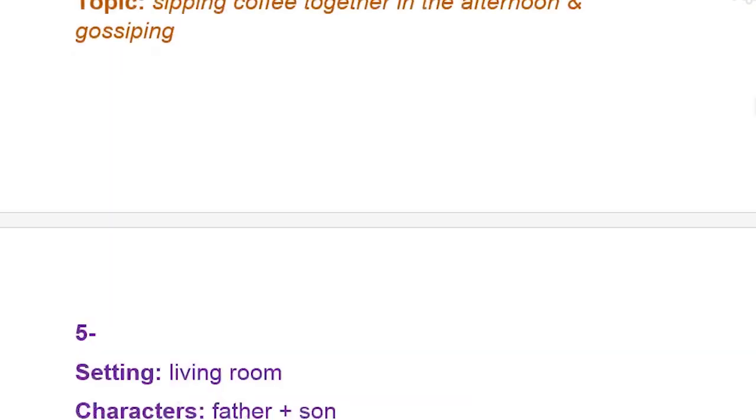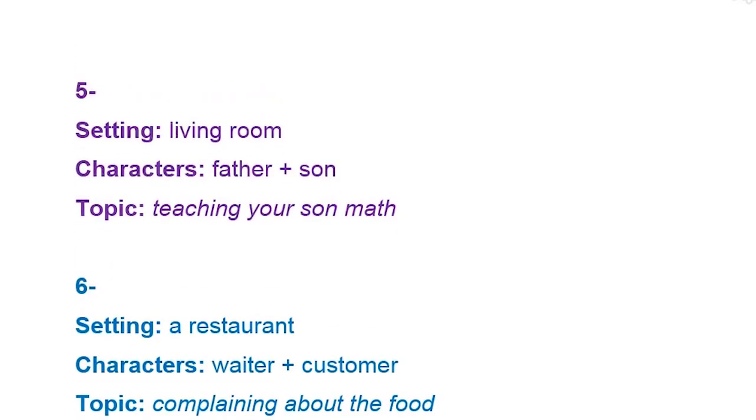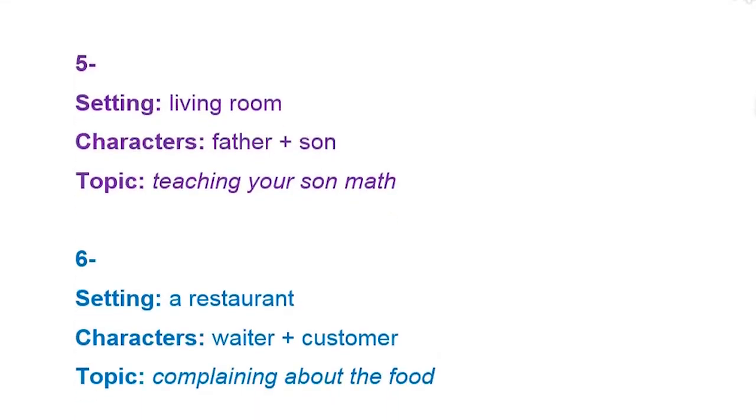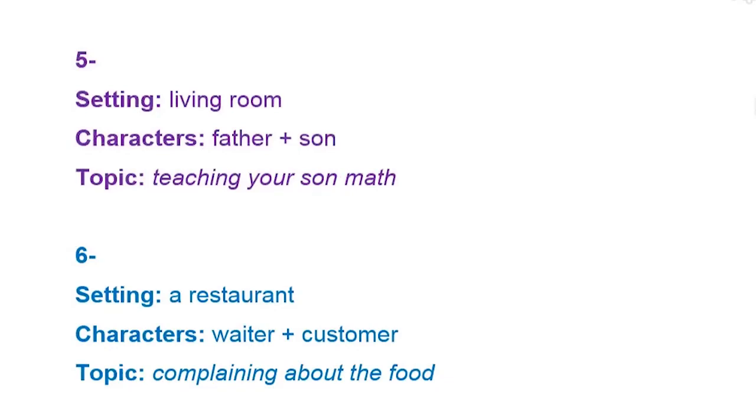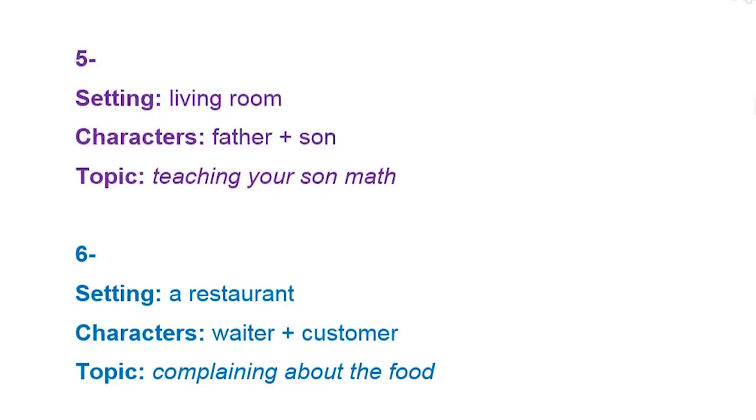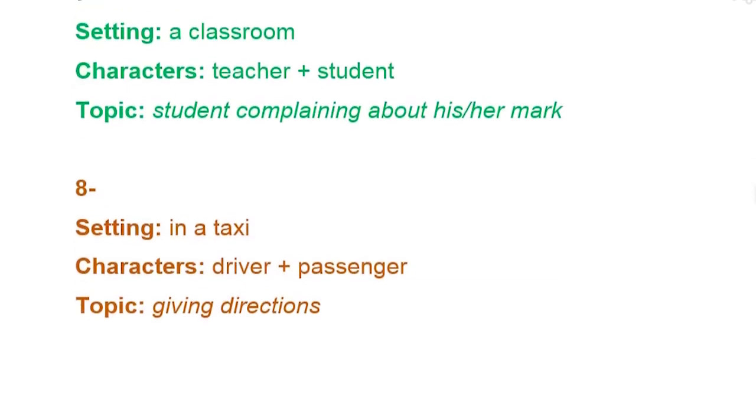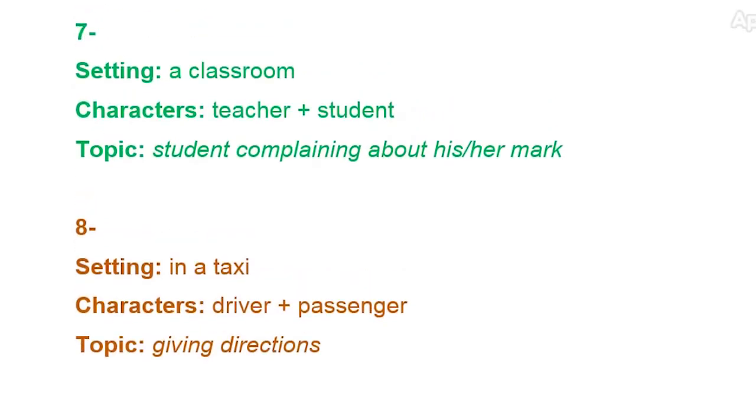The fifth one is so funny. A father and a son, or a mother and a daughter, whatever, and like one of the parents teaching math to their child. The sixth one is cheesy. A waiter and a customer, and the customer complaining about the food. The seventh one is also a favorite because you get the students to be in your shoes. So it's like basically a teacher and a student, and the student complaining about his or her mark. The last one is in a taxi between a driver and a passenger, and the topic is giving directions.